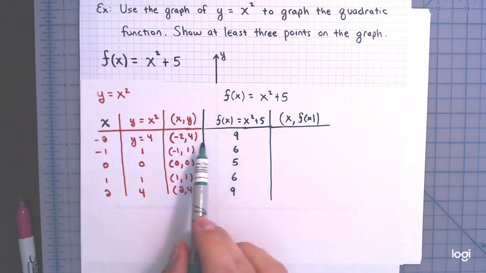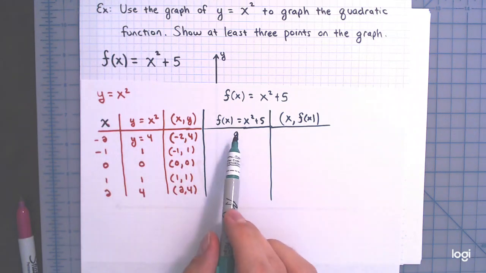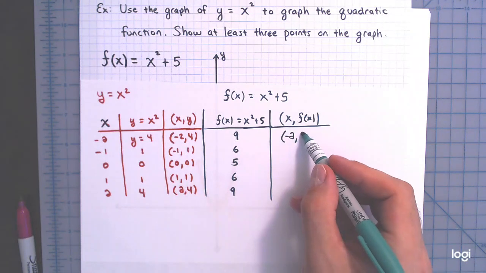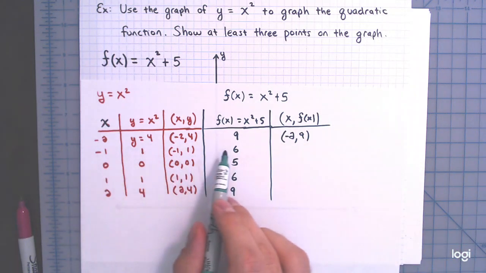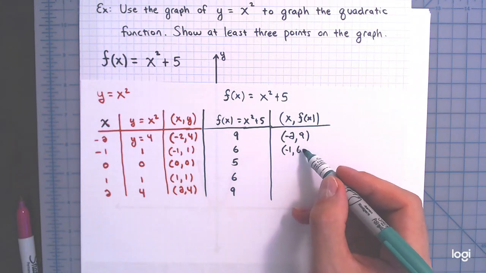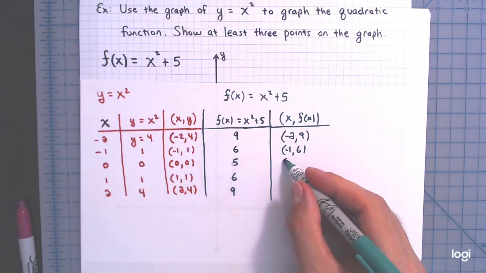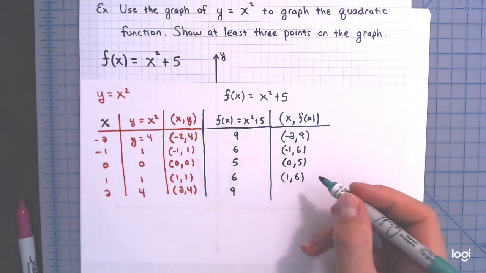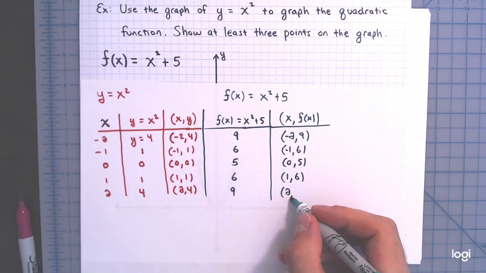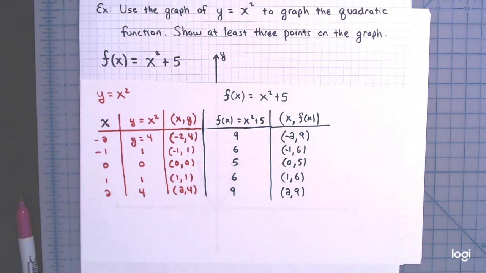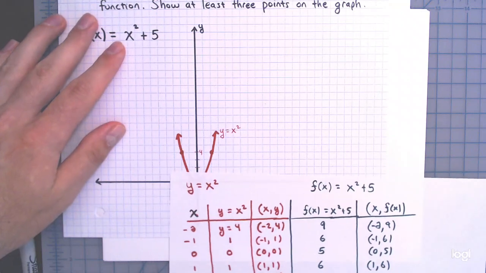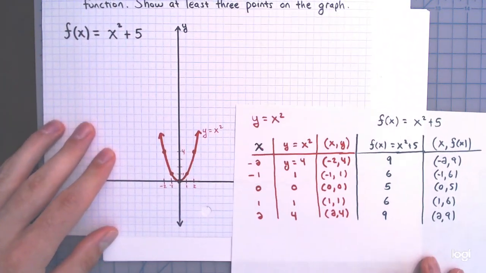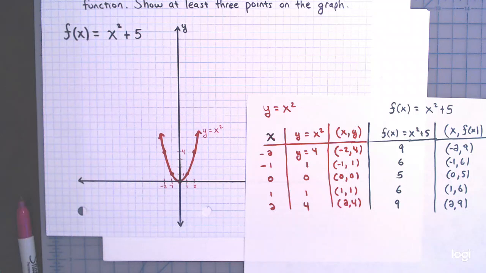The ordered pair I'll be plotting from this first row is -2 for the input, 9 for the output. And then -1 input, 6 output. Then 0 input, 5 output. 1 input, 6 output. 2 input, 9 output. And hopefully you can see after I plot these points that we will indeed have a graph that's just shifted up 5 units. So I'm going to mark off these locations on my coordinate plane here.